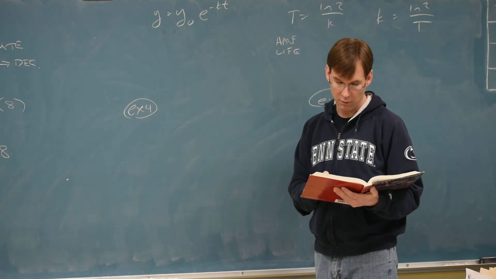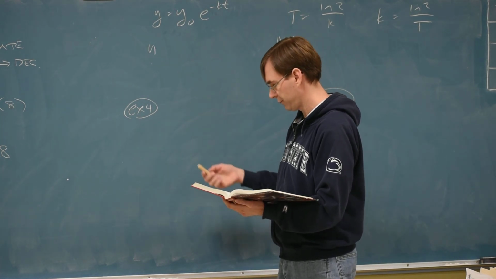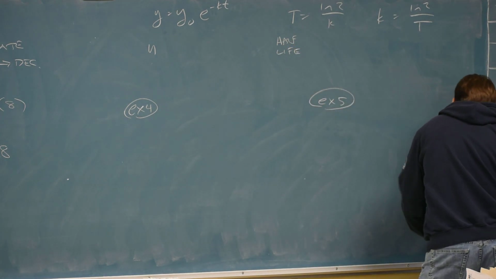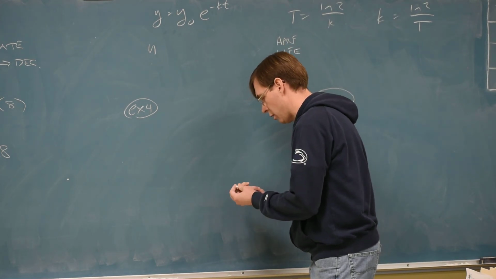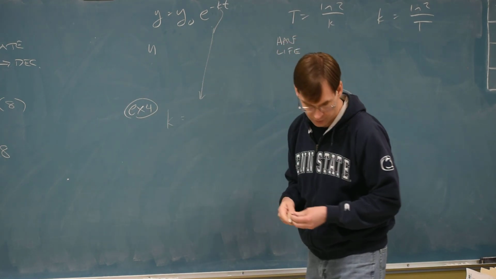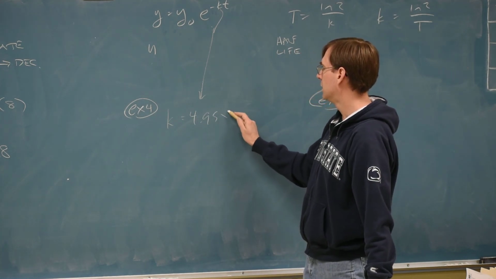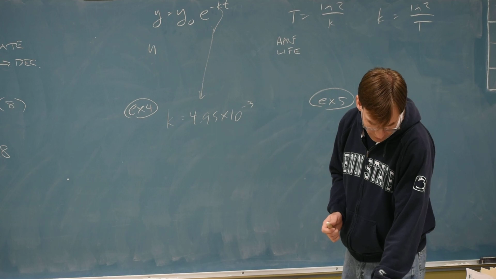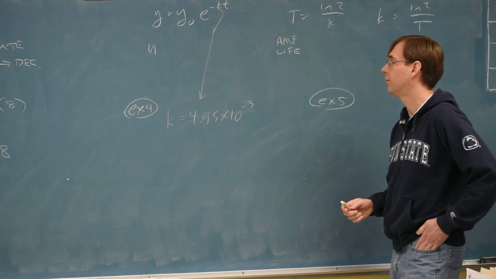Polonium-210, they already wrote the equation for us. When they wrote the equation for us on this example 4, they filled in k's position. The k is 4.95 times 10 to the negative 3. So if they tell you the k, they're asking us in this example to find the half-life.